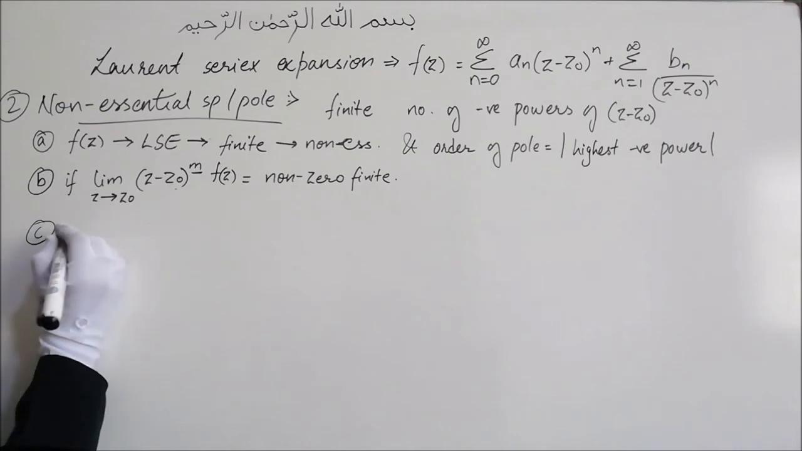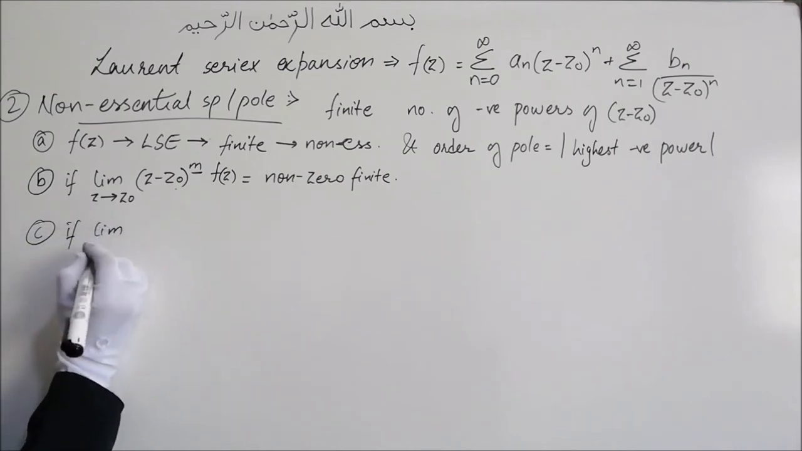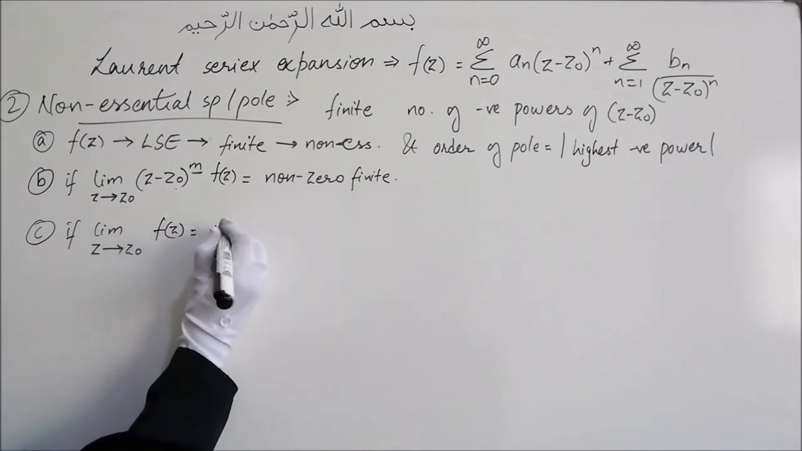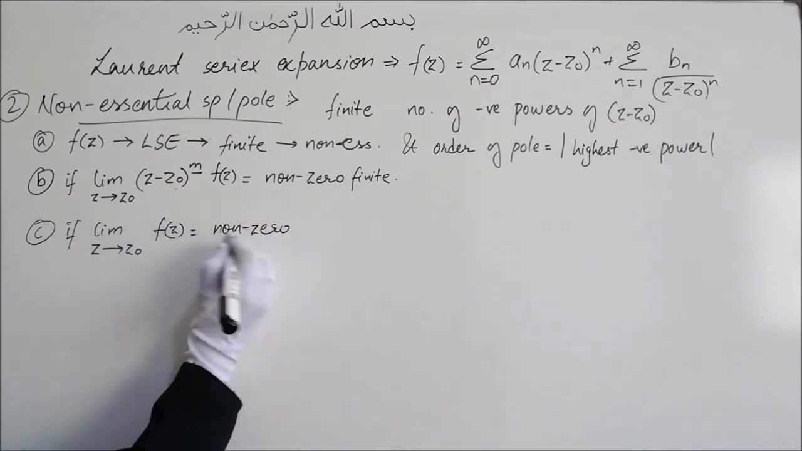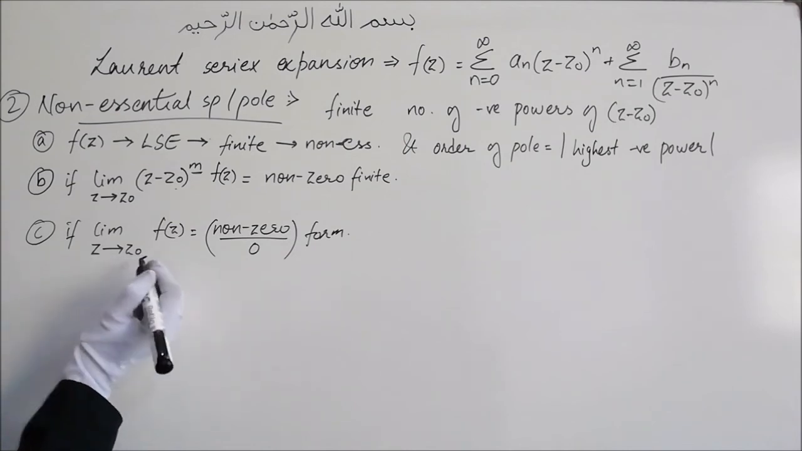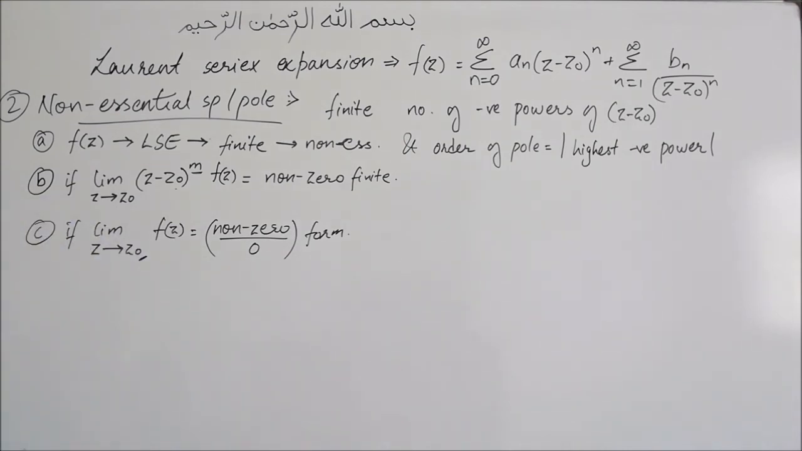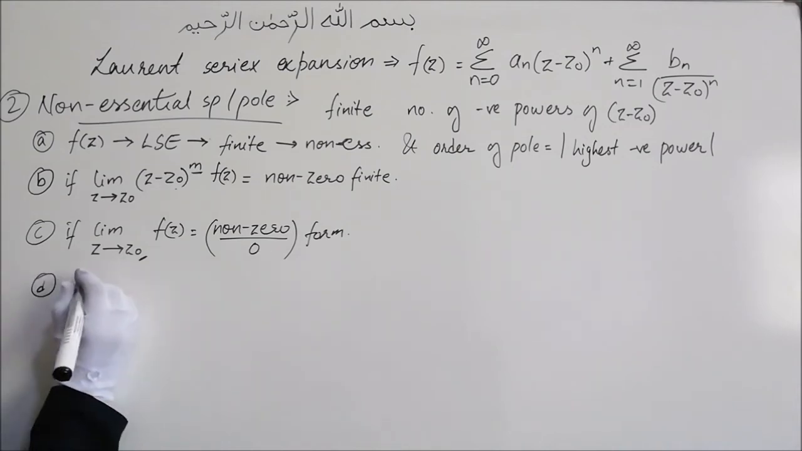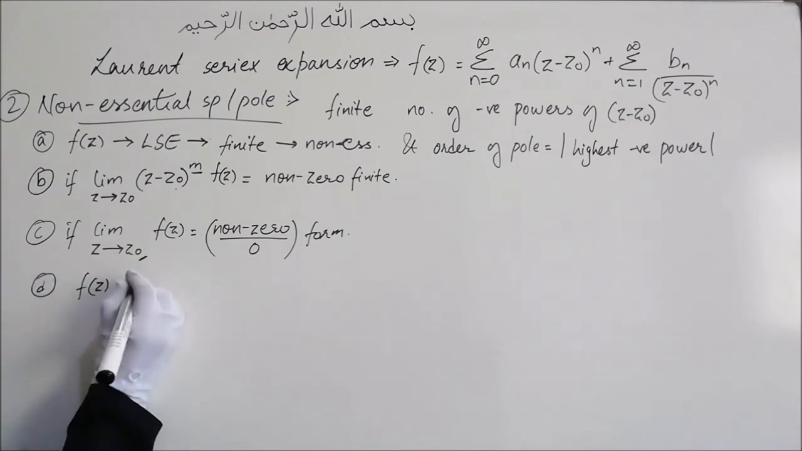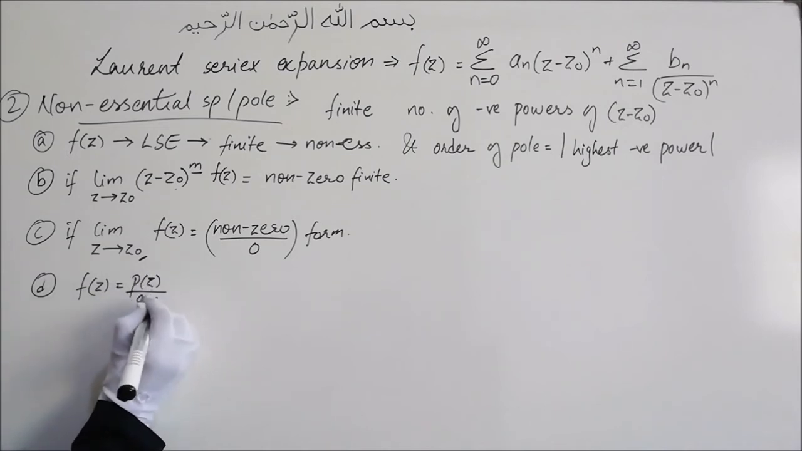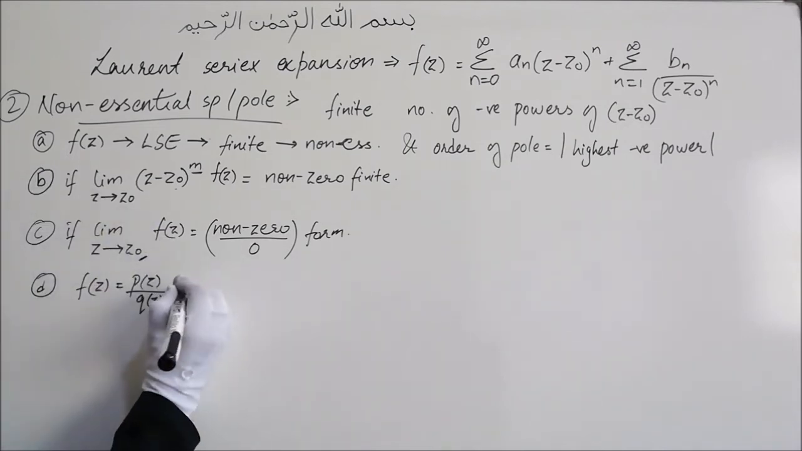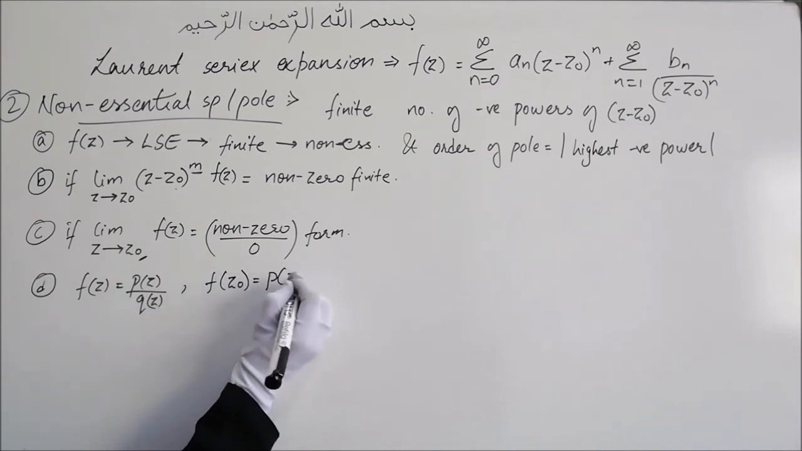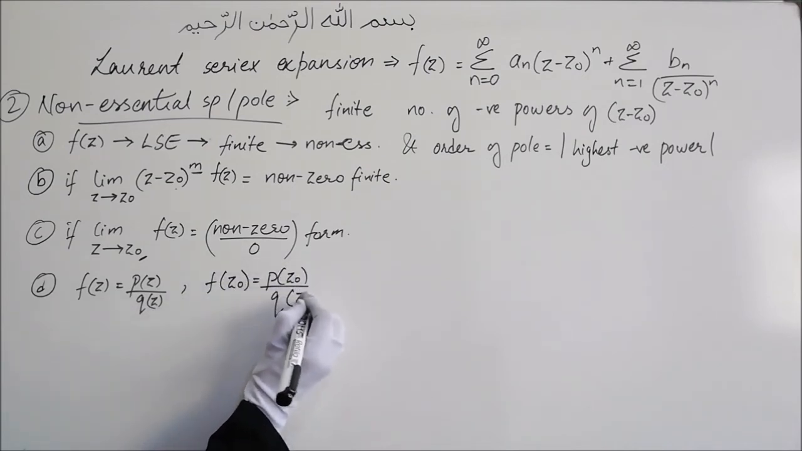The third method is, if limit z tends to z naught, f of z gives us some non-zero by zero form, then z equals z naught is a non-essential singular point. And the fourth method is, let's say we have the function f of z which is of the form p of z upon q of z. And at z equals z naught, we get f of z naught equal to p of z naught upon q of z naught.